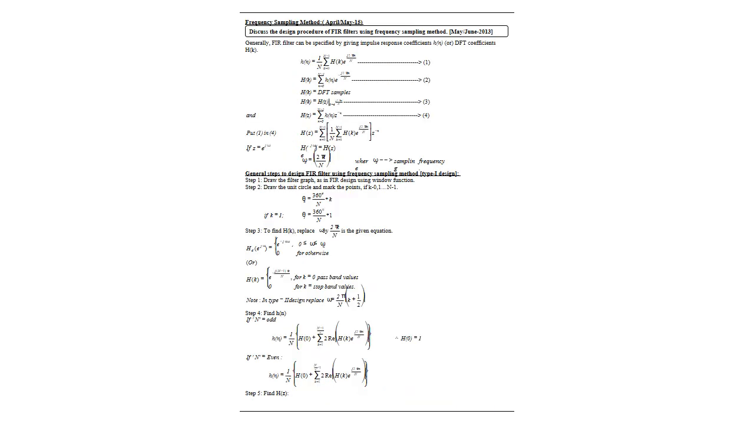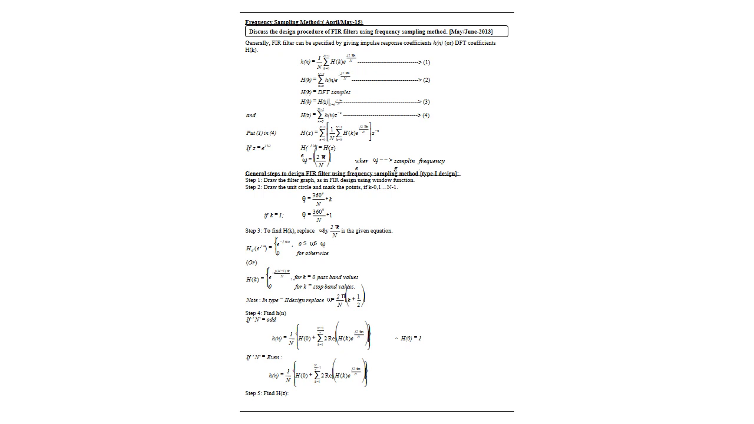Frequency sampling method next. Discuss the design procedure of FIR filters using the frequency sampling method. Generally, an FIR filter can be specified by giving the impulse response coefficients, that is h of n, or the DFT coefficients h of k.